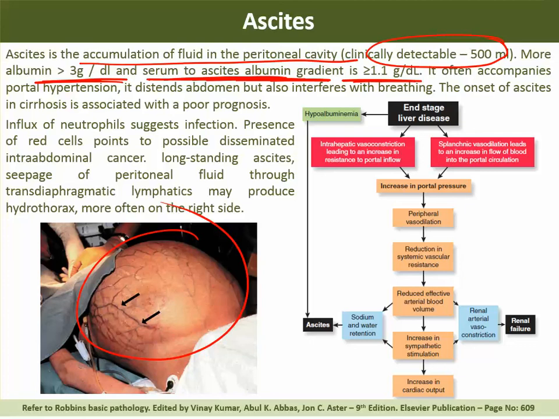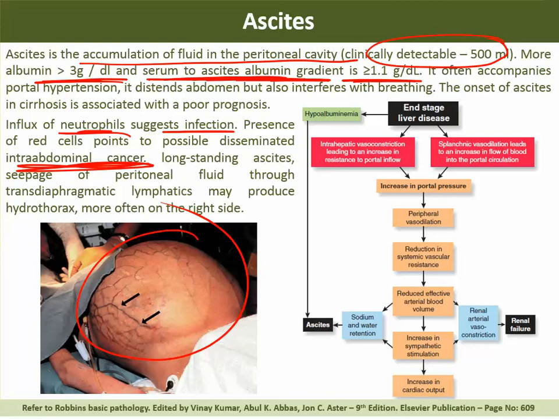How do we measure it? We put in a tap, take the fluid out, and measure it in the lab. It is called peritoneal tapping. When we take the fluid out, we also look at it under the microscope. If it has red blood cells, if it has blood, we will think of intra-abdominal cancer. If it has neutrophils, we will think of infection.